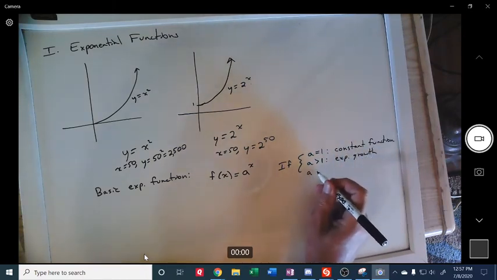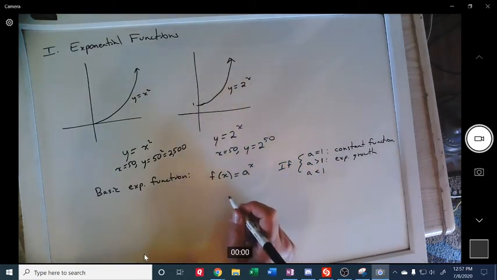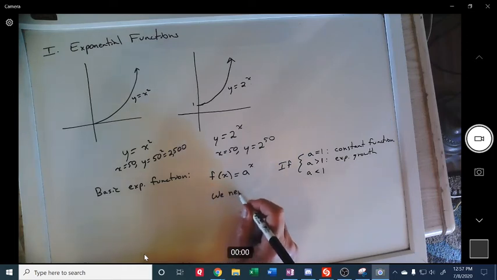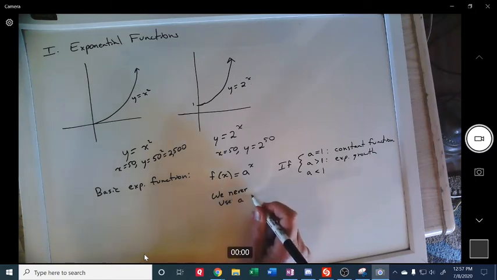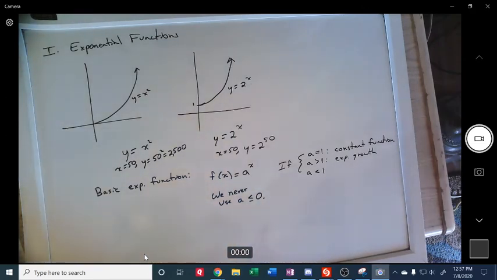If a is less than 1, now here's the main thing though. We never use a less than or equal to 0. If a is equal to 0, then same as when a is equal to 1, we wouldn't really use an exponential function. It's just a constant function, either 1 or 0.